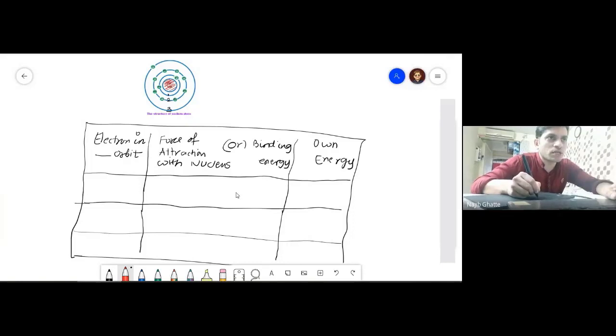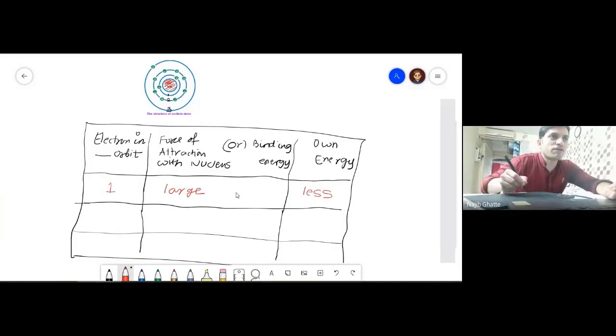And to this nucleus, the electron in the first shell is very much closer to the positively charged nucleus. So obviously, you can have more force of attraction. So the electron in the first orbit has a very large force of attraction to the nucleus because it is very much closer to the nucleus. And obviously, since it has a very large force of attraction to the nucleus, it will have very little own energy. Self energy is very less.